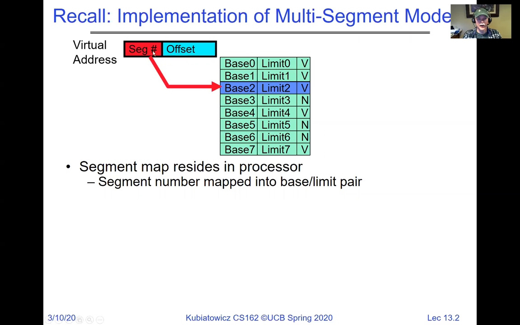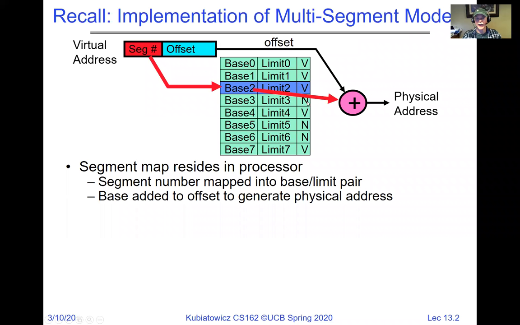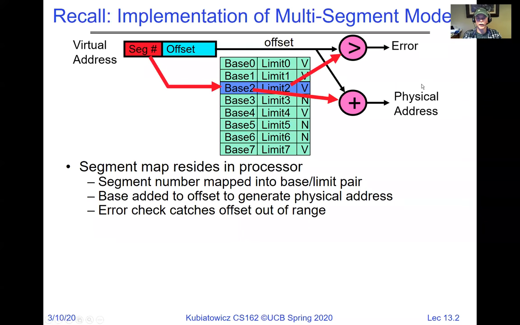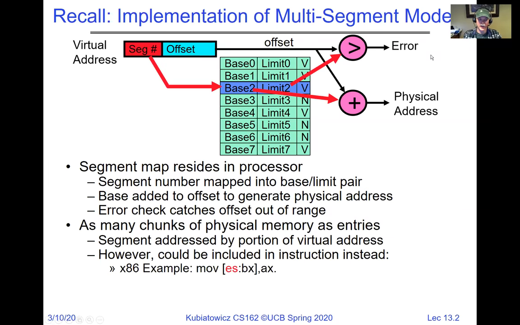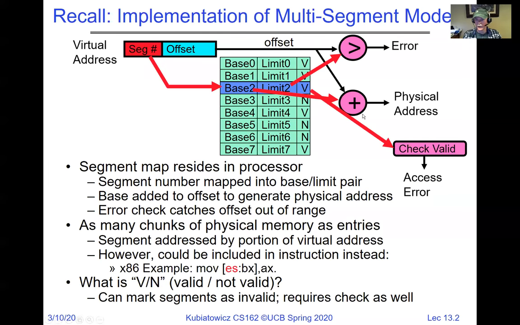The top basically would point at the particular segment we were interested in. We would take that base, add it to our offset, and that would essentially give us a physical address. And then, of course, the other thing we need to do is check to make sure the offset wasn't too big, that it didn't go over the limit. We also want to check the valid bits to make sure that this is even a valid segment. Now, we'll talk more about this later.